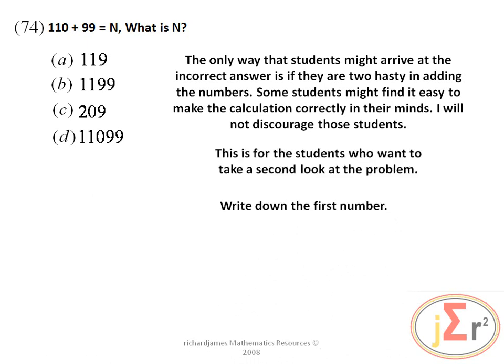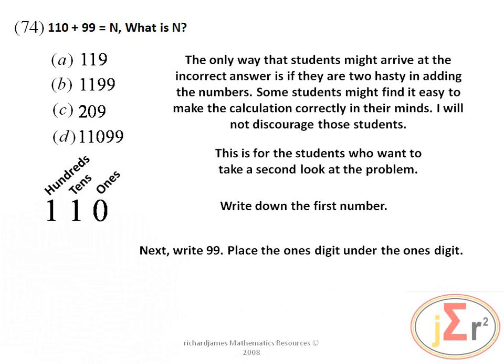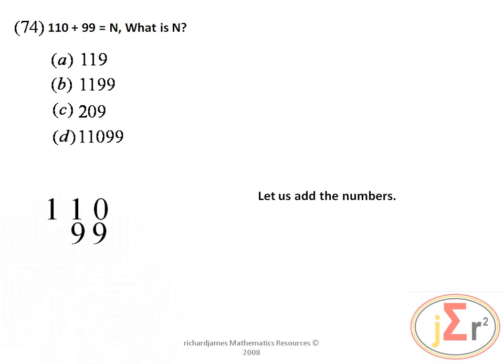Write down the first number. So we write down the first number, 110. Next, we write 99, placing the ones digit under the ones digit, and then place the tens digit under the tens digit. And then we add them.